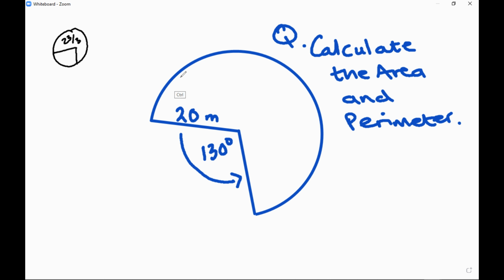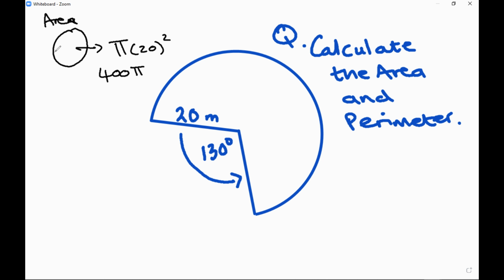Now, what I need is the entire area. The entire area, this is what we're trying to calculate first. The area is going to be given by pi r squared. So pi times radius squared. What's my radius? 20. So that comes to 400 pi.